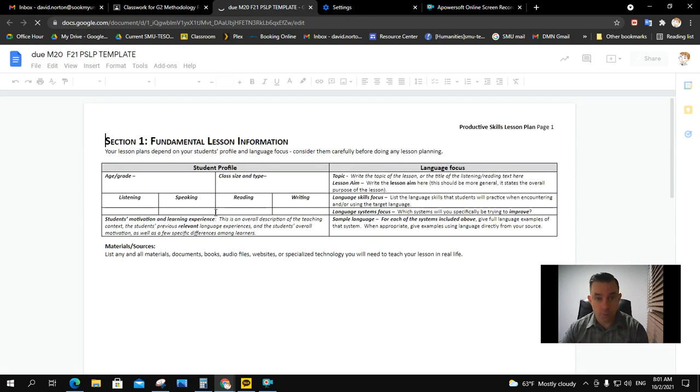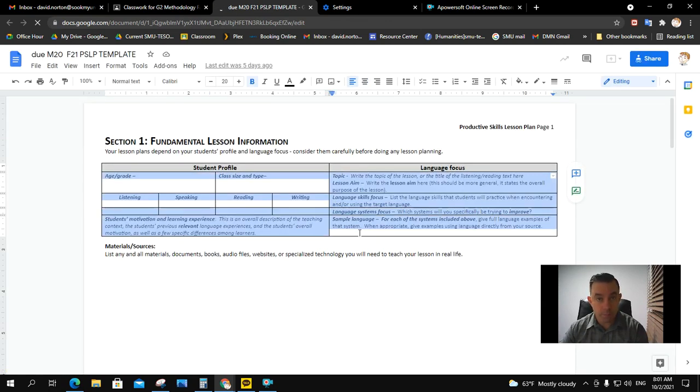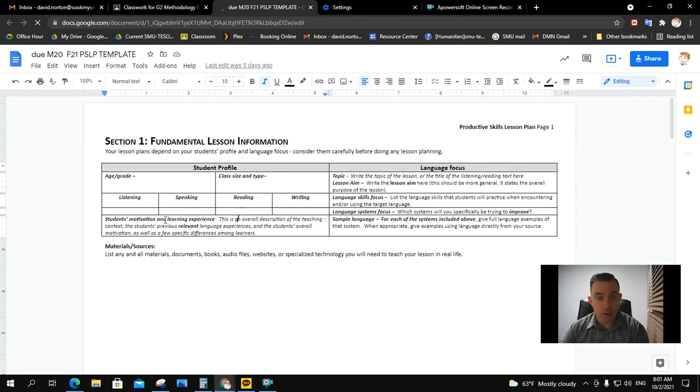you have section 1, which is always about fundamental lesson information. So you want to share the age and the grade of the students. What's your language focus? Here your language focus is really important because you're actually practicing language. You're presenting and practicing grammar. So there's a guided discovery, and then there's two kinds of practice.